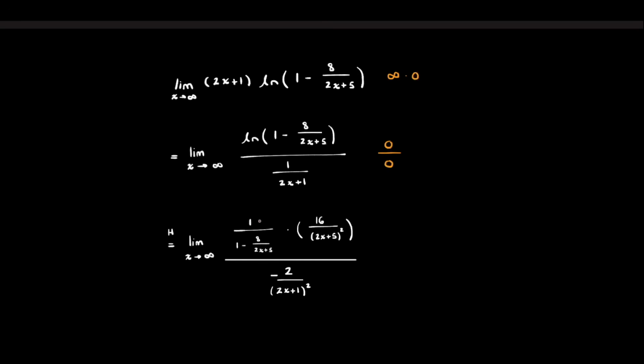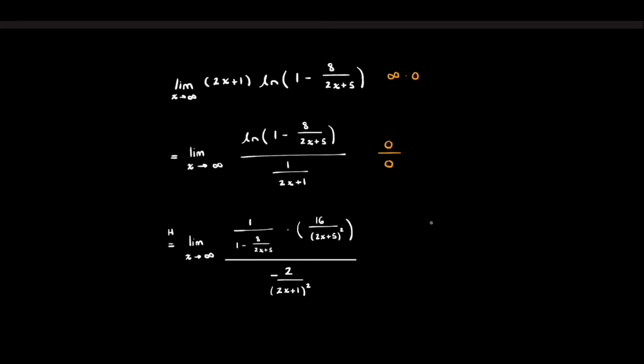And so we're going to differentiate the top and bottom separately. The derivative of the natural logarithm is 1 over the input. The input in this case is this mess. And then by the chain rule, you have to multiply by the derivative of that inside. And so the derivative of 1 is just 0.